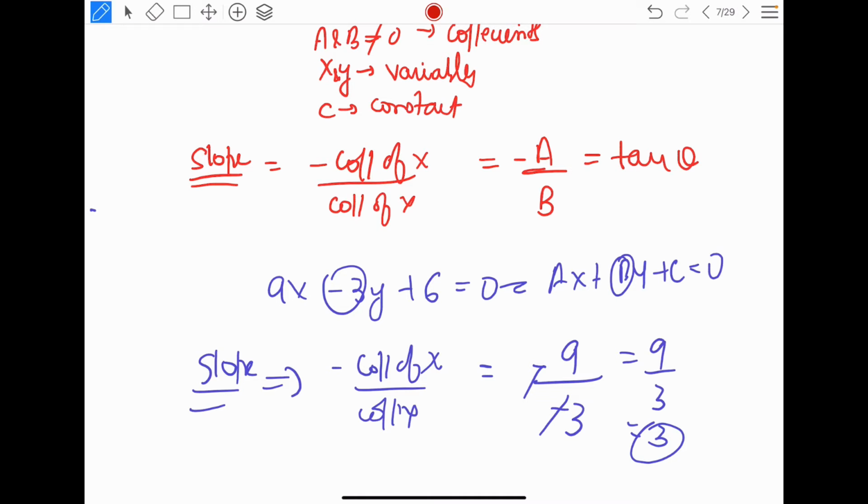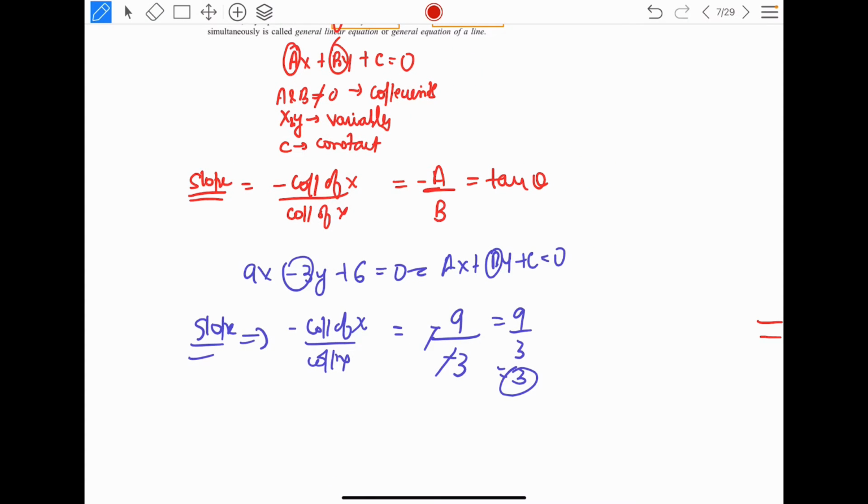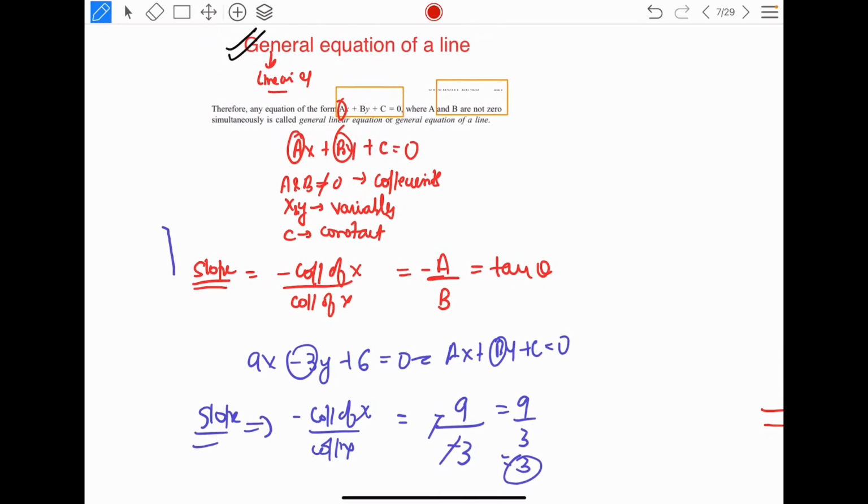Simple. Okay, so if a line is simply given to you, you don't have to worry about finding the theta and all for the slope. You can simply understand the slope is minus a by b, where a and b are the coefficients of x and y. Minus a by b is going to be your slope if a general equation of line is given, where a and b are simple coefficients of x and y.